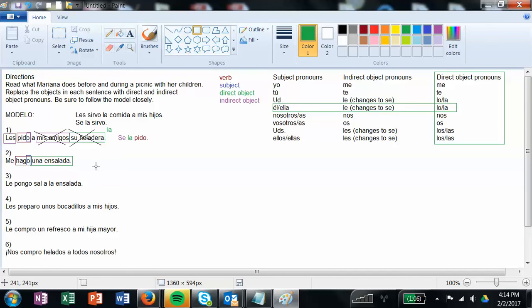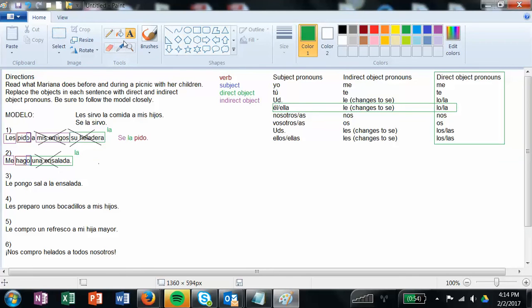And who's the salad being made for? It's being made for me. That's my indirect object. So what we want to do is we're going to keep our indirect object pronoun. We are going to get rid of our direct object and change it to the pronoun. So remember, we have two "its." We have "lo" and we have "la." Since it's "ensalada," the "it" we would want to use is the "la."